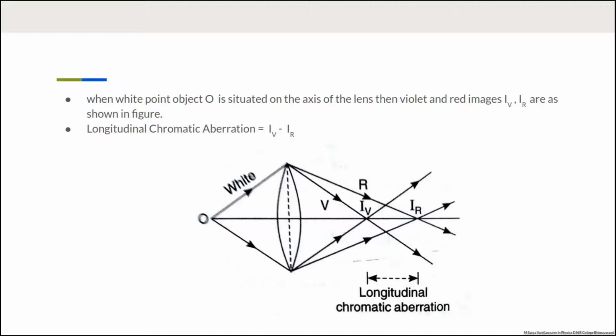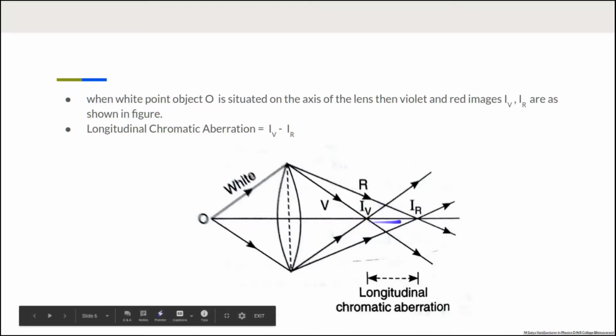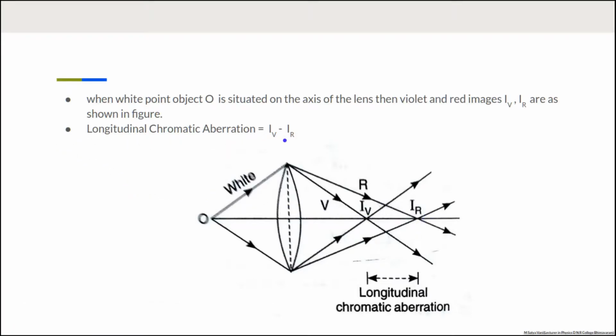But if an object is situated on the principal axis, then the white light coming from the object, when it is incident on the lens, undergoes dispersion. Then different colored images are formed on the principal axis as shown in the figure. In this case, the violet image is here and the red image is here. Then longitudinal chromatic aberration is equal to Iv minus Ir. This is about longitudinal chromatic aberration.